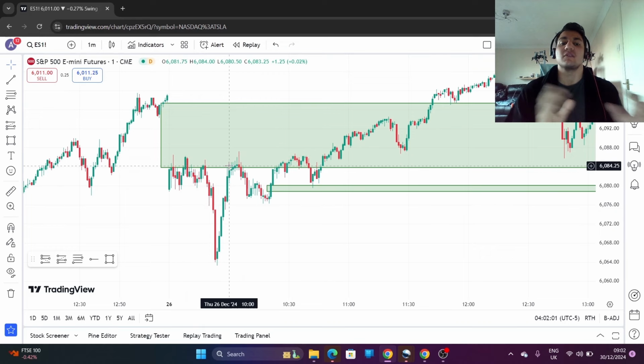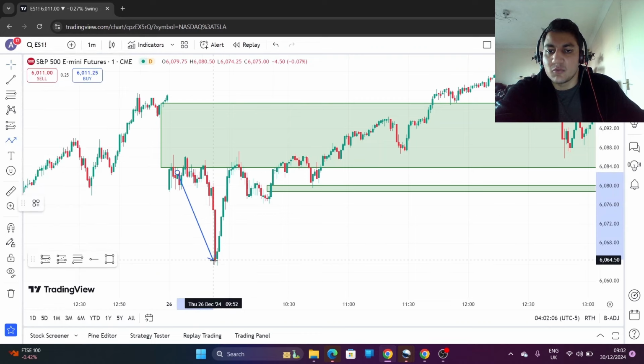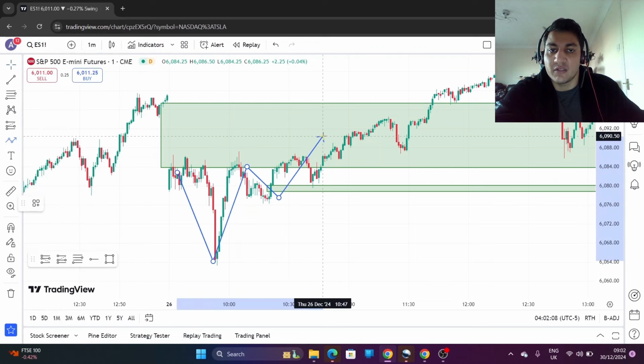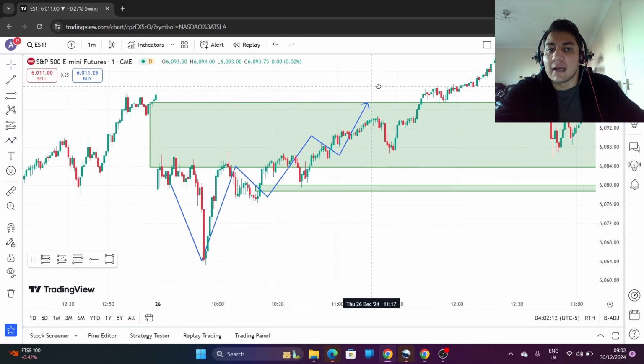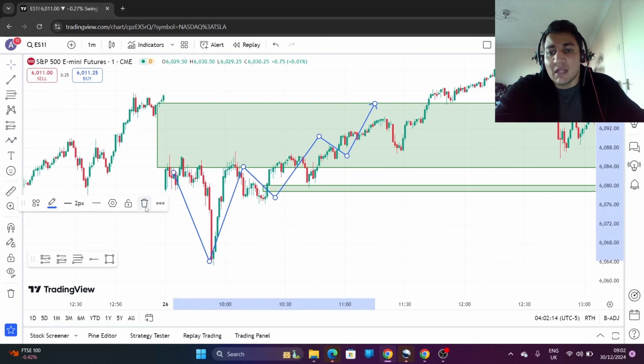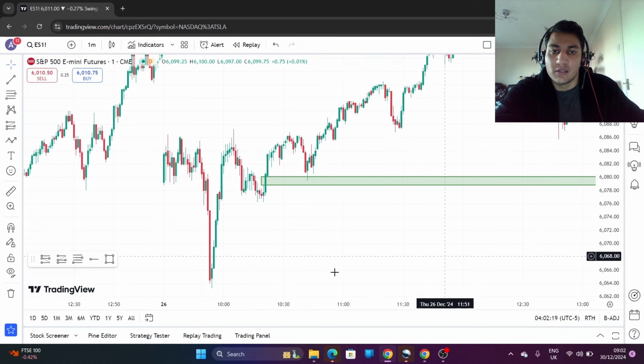Price does like to fill these gaps. What you usually get is the fake move, and then price will start to retrace all the way up, and it will fill that gap. Now, why am I telling you this? I'm telling you this because that gap can make a good, nice entry.